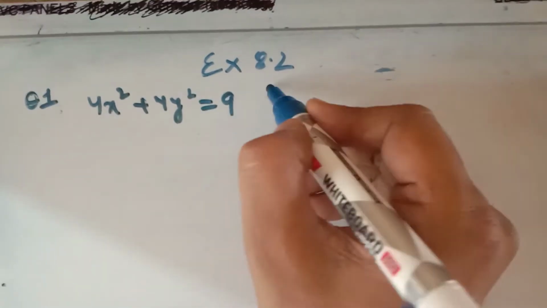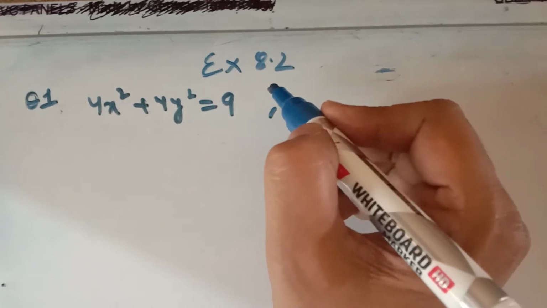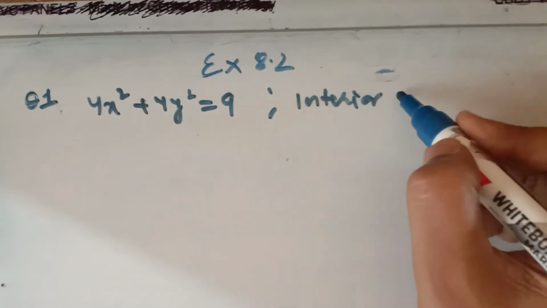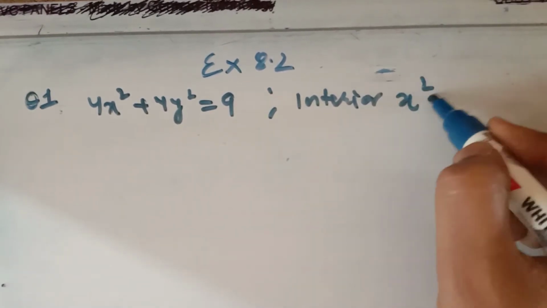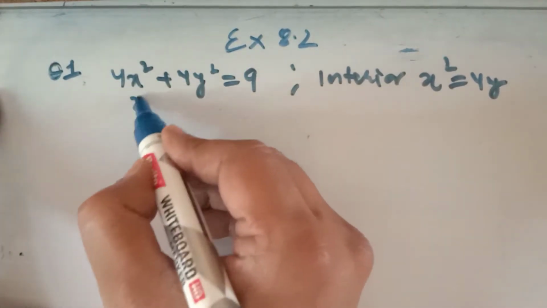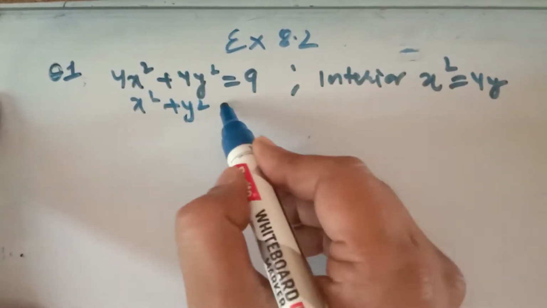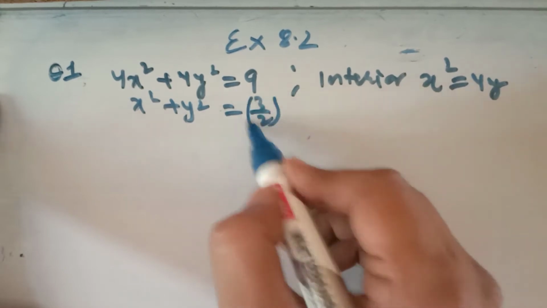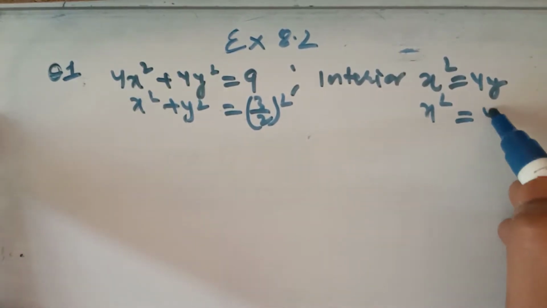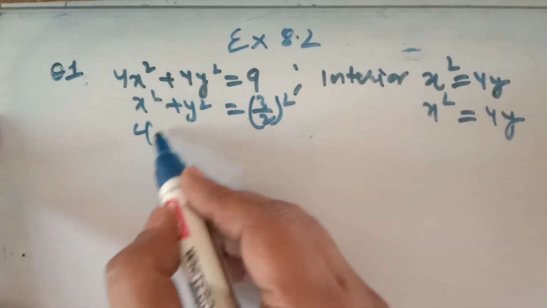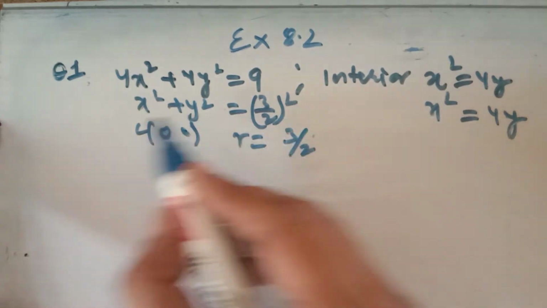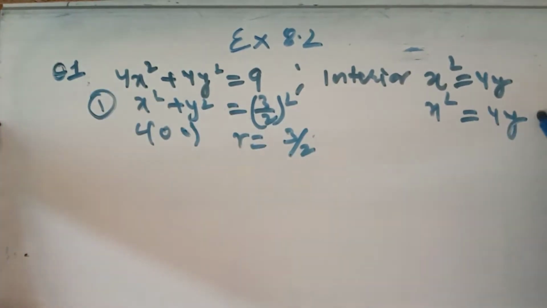and in the interior of the parabola, that is x² = 4y. So this is a circle; you can first write it in the standard form, and this is the parabola symmetrical to the y-axis. So its center is (0, 0) and radius is 3/2. This is the first equation, and this is the second equation.